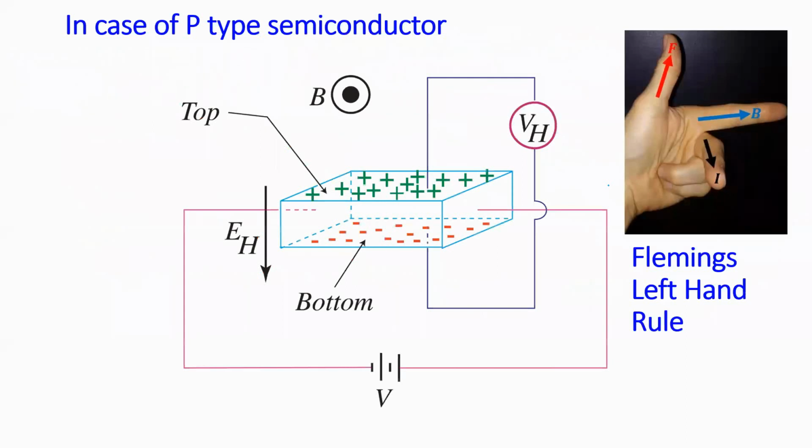So here you can see this is where we are actually using Fleming's left hand rule. Suppose your current is in this direction. And your magnetic field is perpendicular. Magnetic field is perpendicular to current. Then your force is in this direction. So because of this, your force is in this direction.